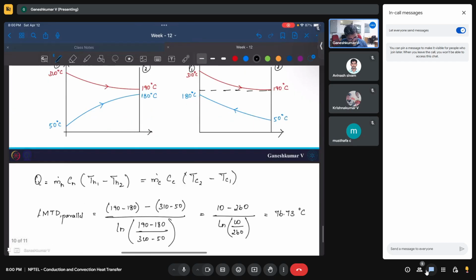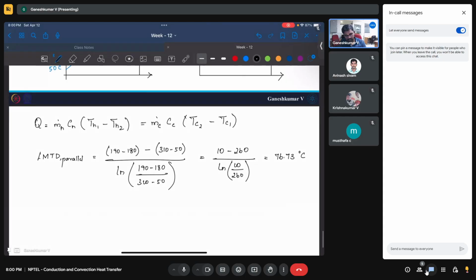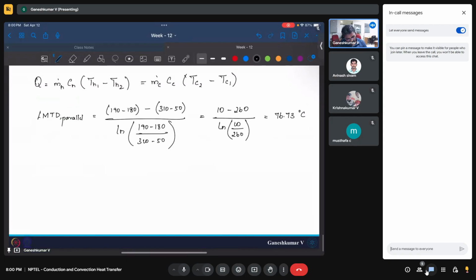Actually, 260 plus 10 divided by 2 is 135 degrees Celsius. If you just take the mean of these 10 and 260, it's going to be 135 degrees Celsius. However, you can see that the LMTD for parallel flow is less than that, 76 degrees Celsius. So that is something I wanted to show you with regards to the first question.